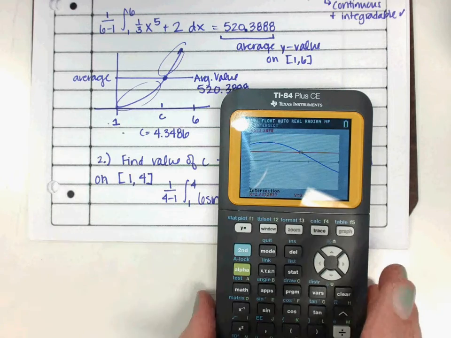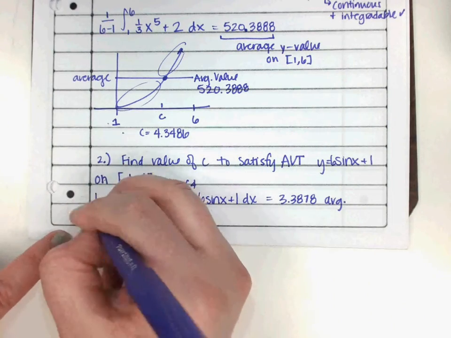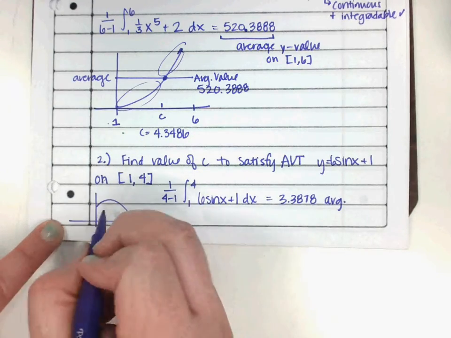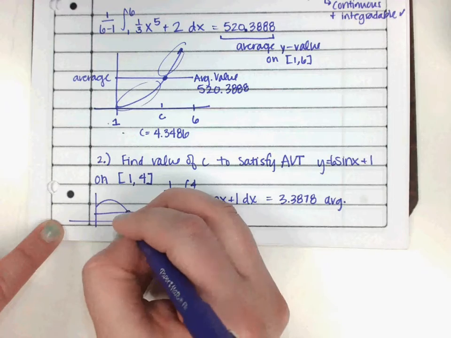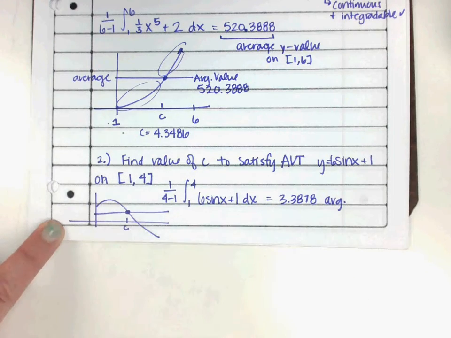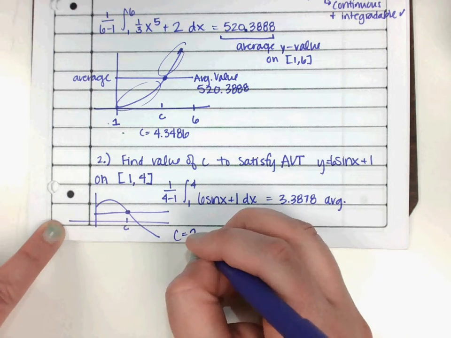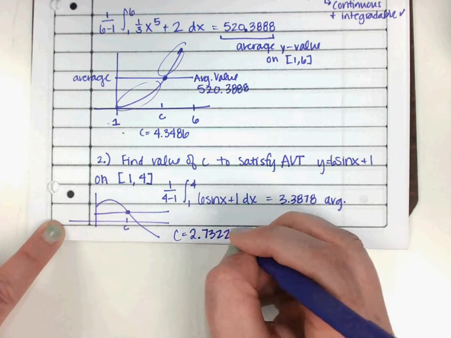Okay? So a little picture here. Okay, your graph went like that. Your average value is here. That was the point. That was your C. And then your C value is equal to 2.7322.